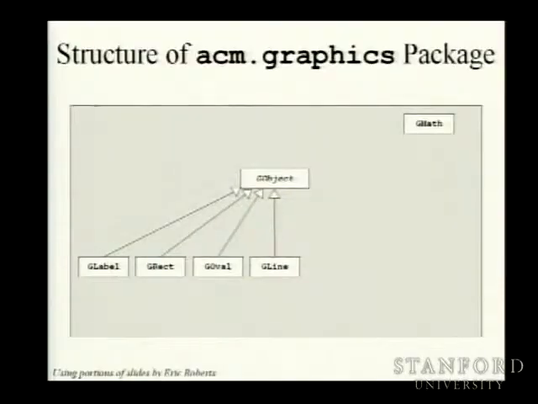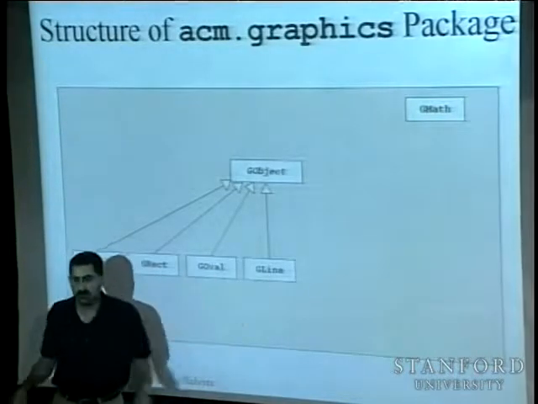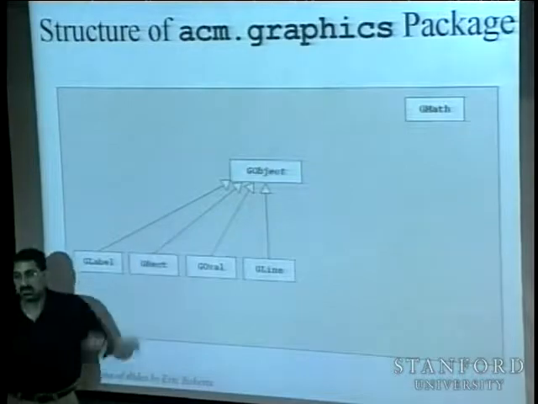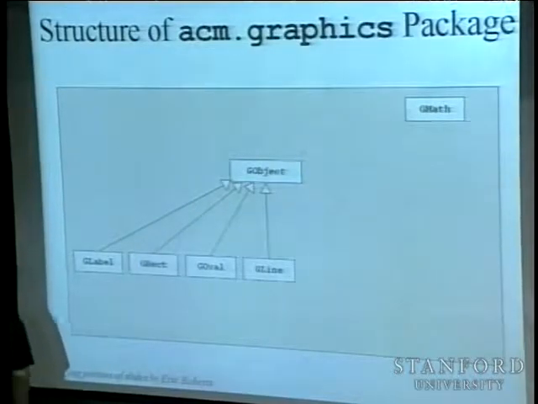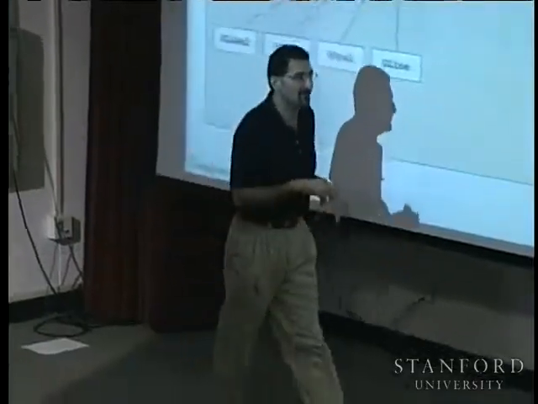As a matter of fact, this stuff should all be review, right? Many moons ago, say two weeks ago, a week ago, we talked about ACM graphics, and we said there's this thing called a GObject, and a bunch of things that inherit from GObject: GLabel, GRect, GOval, and GLine are all subclasses of GObject. And everyone was like, oh yeah, I remember that. It was a good time. I was creating these objects, adding them to my canvas, it was just fun.